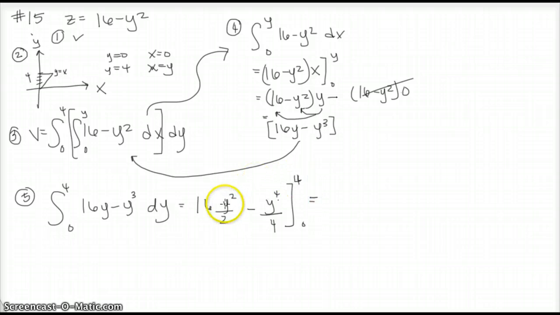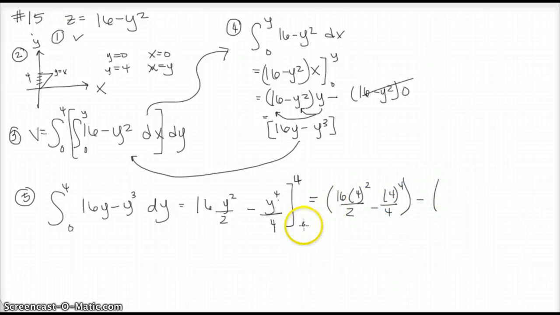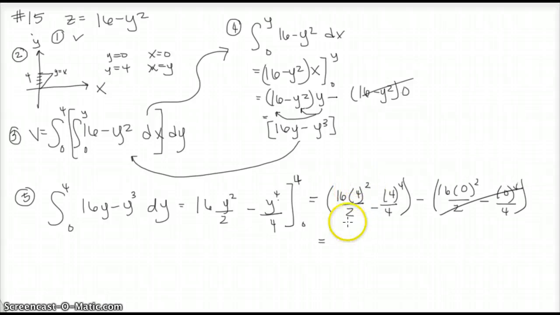So if we do our upper bound plugged in, our 4 is going to go in here. So we have 16 times 4 squared over 2 minus 4 to the 4th over 4. Subtract our lower bound plugged in. 16 times 0 squared over 2 minus 0 to the 4th over 4. And we can see that this whole term is going to go to 0, so we can basically just ignore it. So here, 4 squared is 16. 16 times 16 divided by 2 gets us 128. I did that on my calculator. 4 to the 4th divided by 4 gets us 64. And when we subtract those two, we get 64 as our final answer.